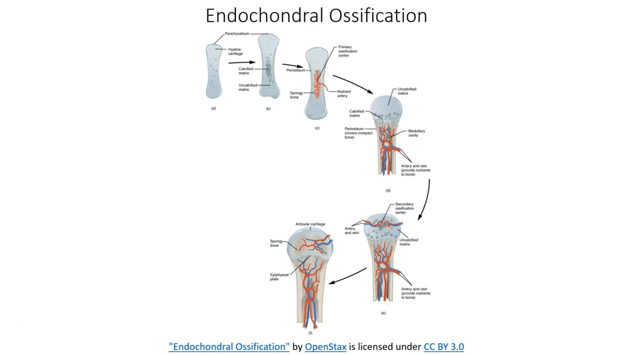All right, and this has a little bit to do with what specific bones develop this way. So if you remember intramembranous ossification, we're looking mostly at bones of the skull and then the clavicles that are being developed through intramembranous ossification. And our longer bones are going to be endochondral ossification.